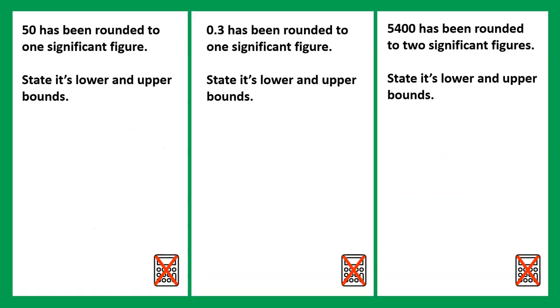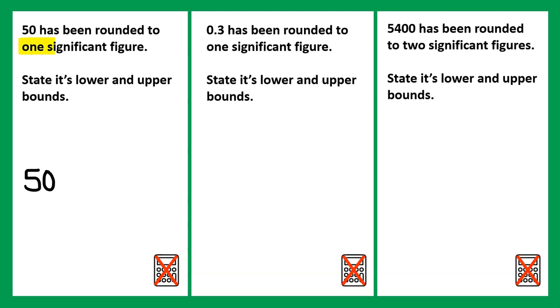On to the advanced questions, some of the trickier questions that you're likely to find on this topic. These involve numbers that have been rounded to significant figures. These are often the trickier ones because it's a little bit more difficult to identify where the rounding line has gone in the original number.